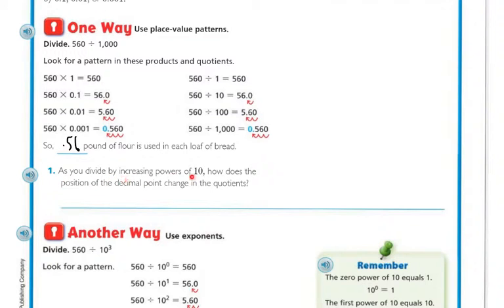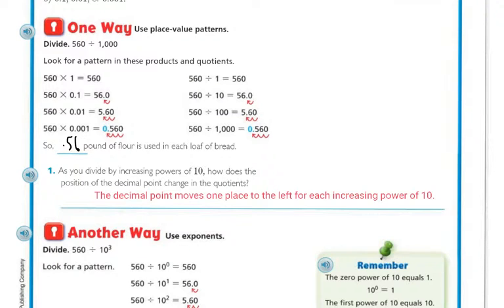As you divide by increasing powers of 10, how does the position of the decimal point change in the quotient? Well, the decimal point moves 1 place to the left for each increasing power. So as I increase the power, it goes over 1. When I divide by hundredths, it's over by 2. When I divide by thousands, it's over 3.